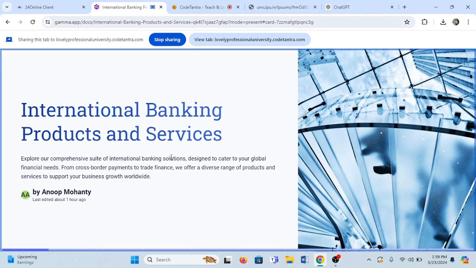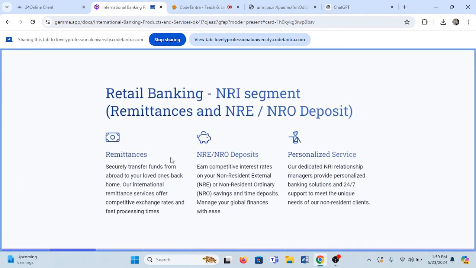Now you see, we'll look into various products and services offered by foreign banks or Indian banks who are catering to the international segment. The NRI segment is very important. Here, NRI means non-resident Indians. So under the NRI segment, you will find two types of accounts. One is non-resident external, and the second one is non-resident ordinary.